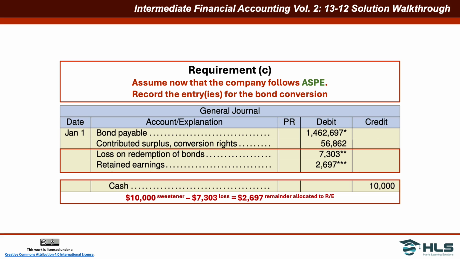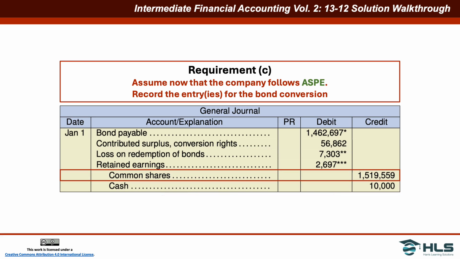It's important to note that any loss and redemption of bonds plus retained earnings adjustment must equal the total cash paid to promote the early conversion of the bonds. Or essentially, when you take the cash minus the loss, you end up with the amount of retained earnings. And then finally, to make the debits and credits balance, we're going to credit common shares for $1,519,559, which is the same under IFRS. However, in this case, instead of the entire amount of the cash sweetener allocated solely to the loss on redemption, we only recognize the loss on the difference between the fair value of the bonds and the carrying value of the bonds, with the remainder to retained earnings. And that's it. We're finished with this problem.